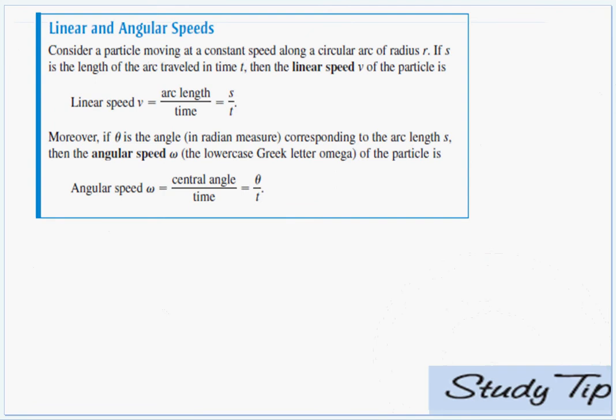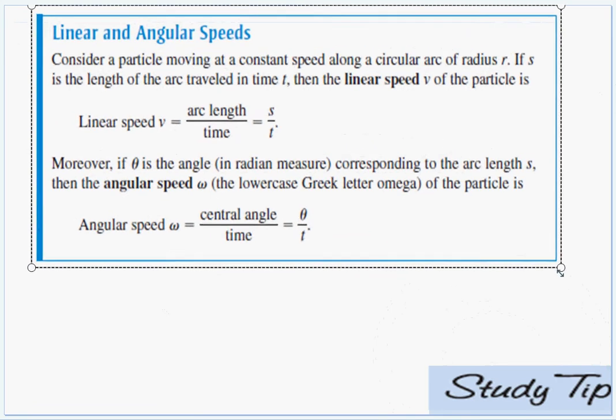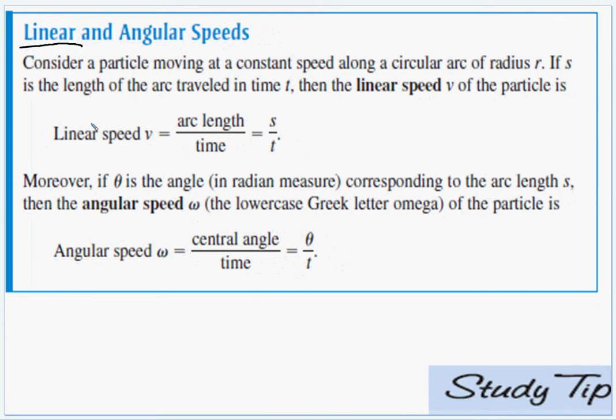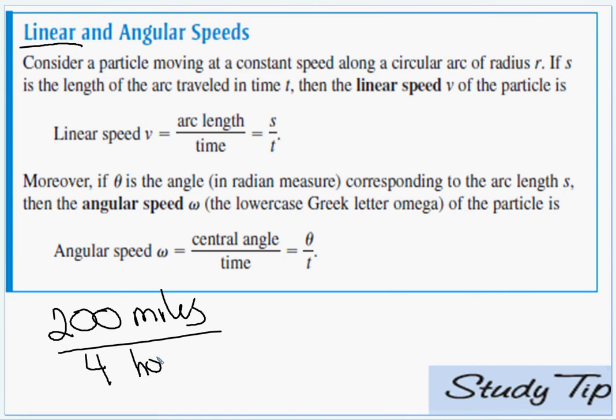We got a couple more formulas here. So, linear and angular speeds. Let's talk about linear speed. I'm just going to come down here and give a quick example. Let's say you hop on I-80 and you travel 200 miles. And that journey took you 4 hours.